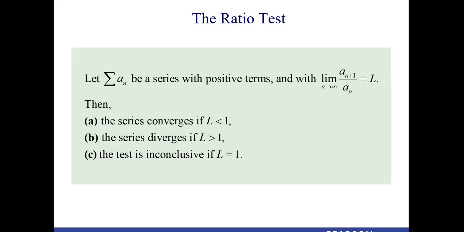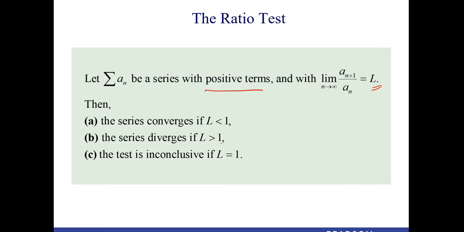So write this down. Let the sum of a sub n be a series with positive terms. This will be important. And with the limit, as n approaches infinity, of the n plus 1 term divided by the nth term being called L, the series will converge if this limit is less than 1. The series will diverge if this limit is greater than 1, and the test is inconclusive if L equals 1.